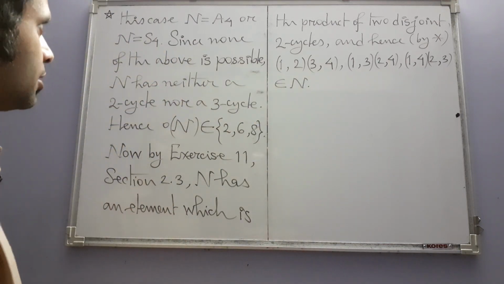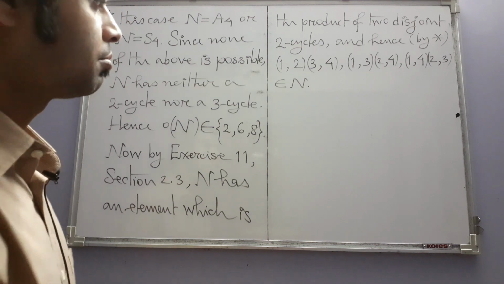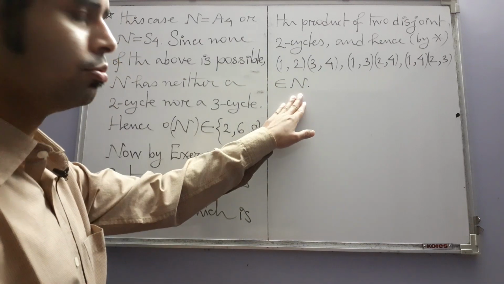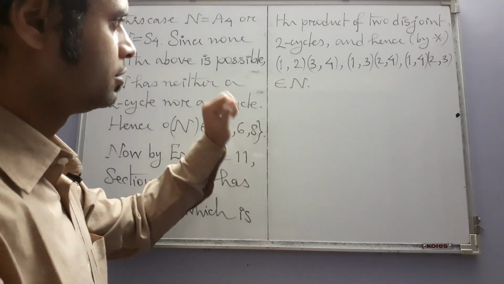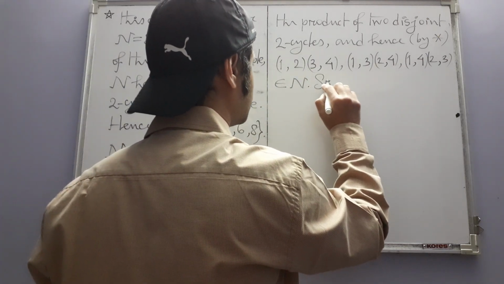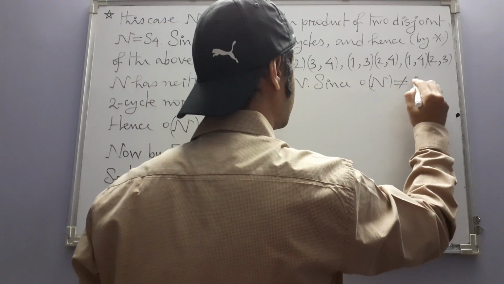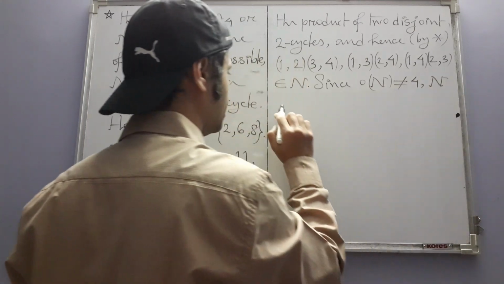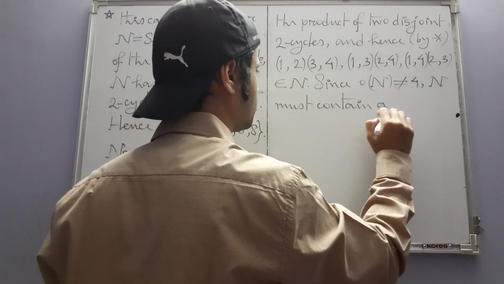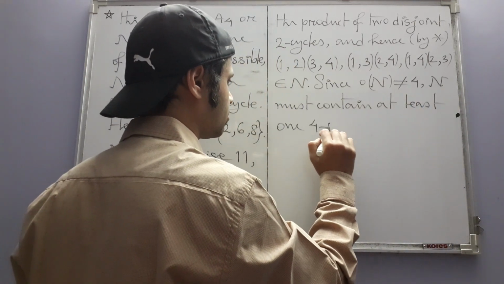Okay, but now the extra hypothesis that the order of N is not equal to 4 will come into play. Note that besides these 3 elements, N being a group must also have the identity permutation. So we are having 4 elements in N already. Since this is not equal to 4, N must contain at least one 4 cycle.